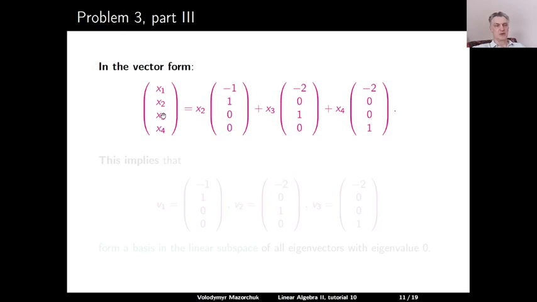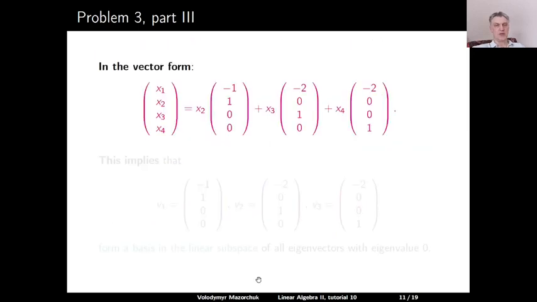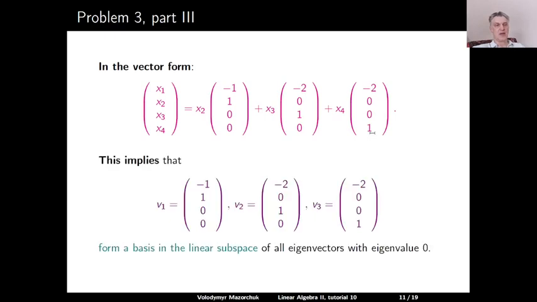So the vector x1, x2, x3, x4 is equal to x2 times the coefficient vector minus 1, 1, 0, 0. So it comes from here, minus 1, 1, 0, 0. So the next coefficient vector is minus 2, 0, 1, 0. So we have plus x3 times minus 2, 0, 1, 0, and then plus x4 times minus 2, 0, 0, 1. And this implies that our coefficient vectors, so v1, which is minus 1, 1, 0, 0, v2, which is minus 2, 0, 1, 0, and v3, which is minus 2, 0, 0, 1, form a basis in the linear space of all eigenvectors with eigenvalue 0.